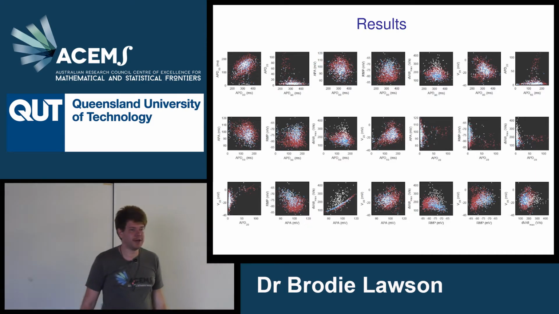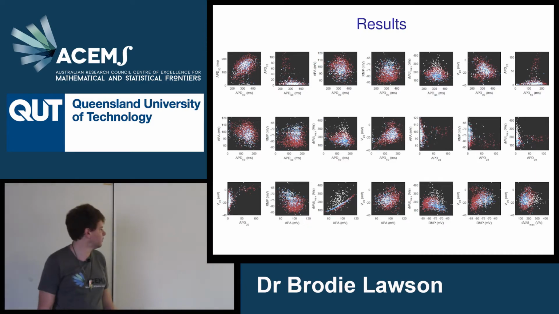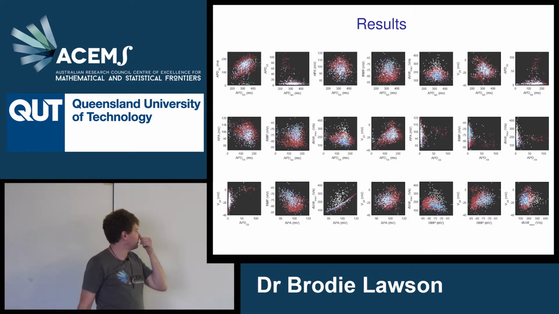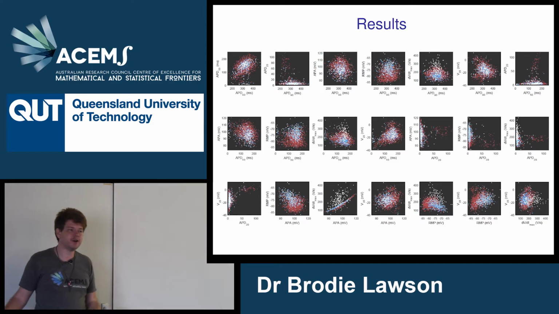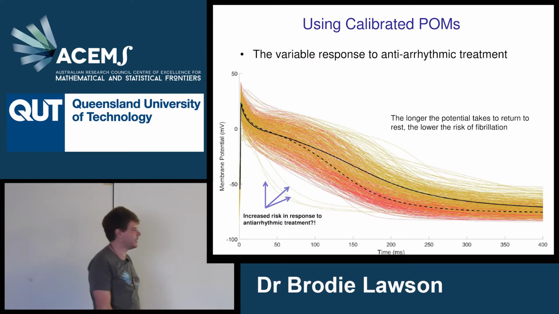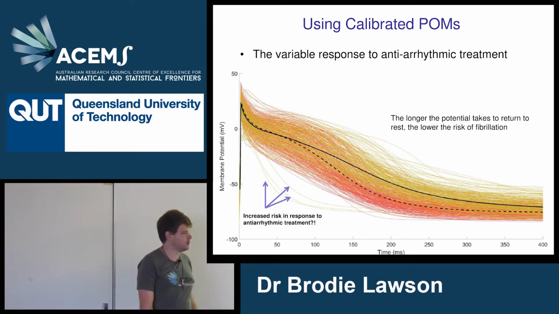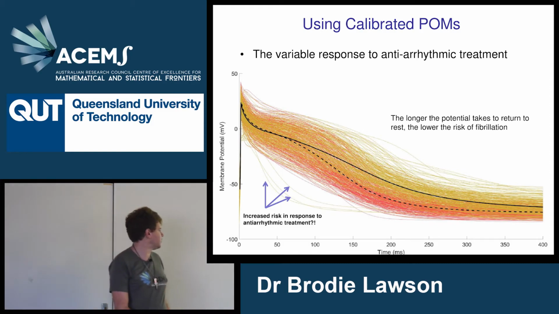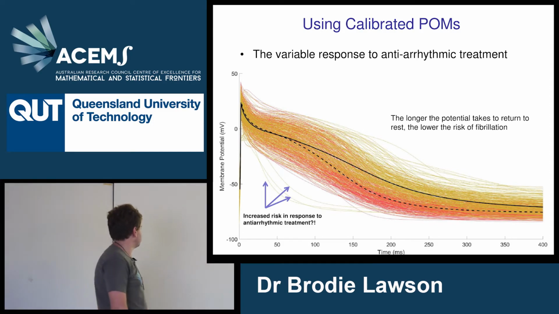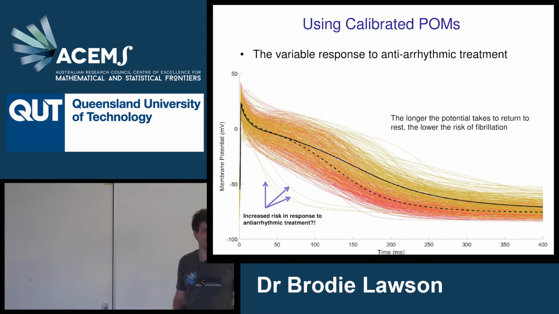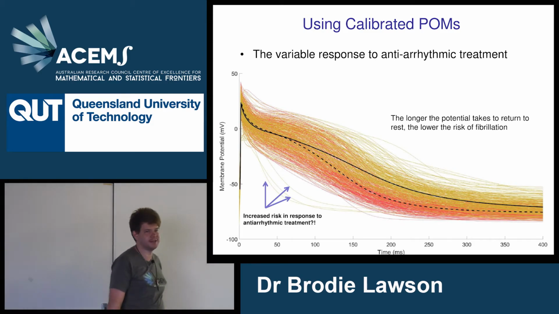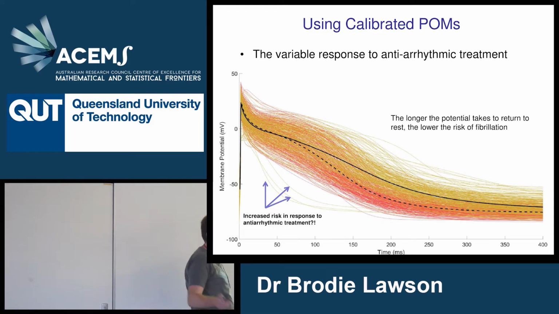Just the last part about the cell level stuff is, as I said before, once you've got a virtual population made up of all these models, what you can do is say, well, okay, let's try and give them a drug treatment. As I said, how long it takes to recover back down to rest is a measure of how risky it is. If it's recovering too quickly, that's bad. And one of the changes, according to that remodeling, that happens when you have atrial fibrillation is it gets shorter. So we want to use drug treatments to make it longer.